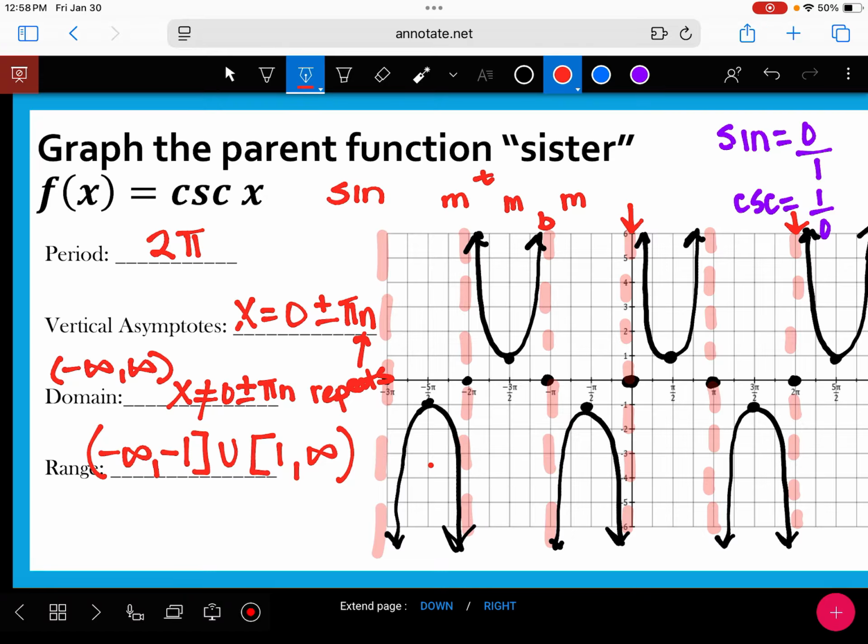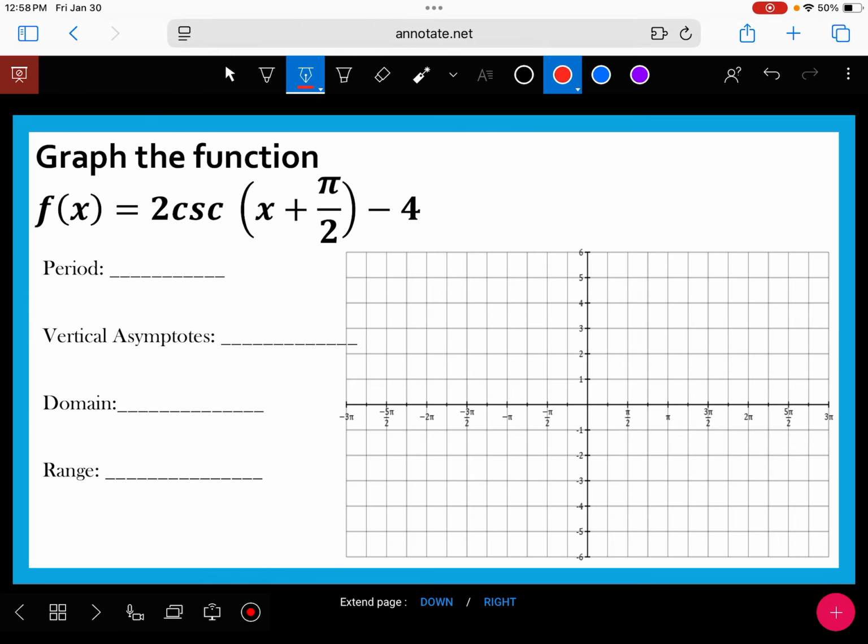All right, let's do one with some transformations now. Go ahead and copy this down.